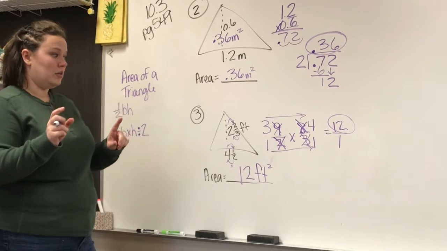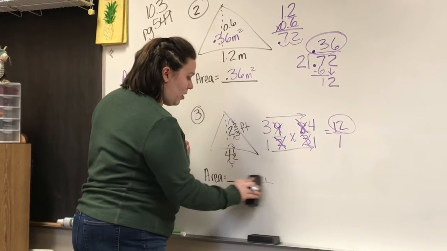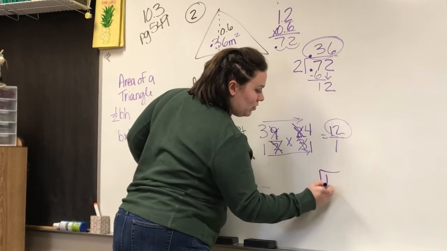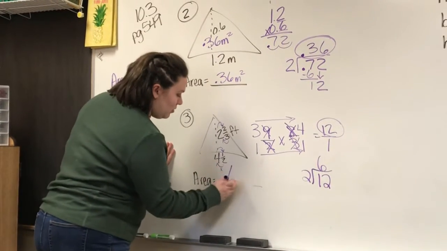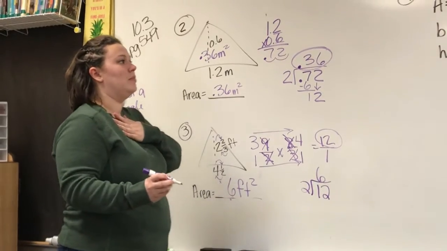That's a lie! Base times height, we did that part. Now we have to divide it by 2. Divided by 2 is 6. There we go. 6 feet squared. Whew. Scared.